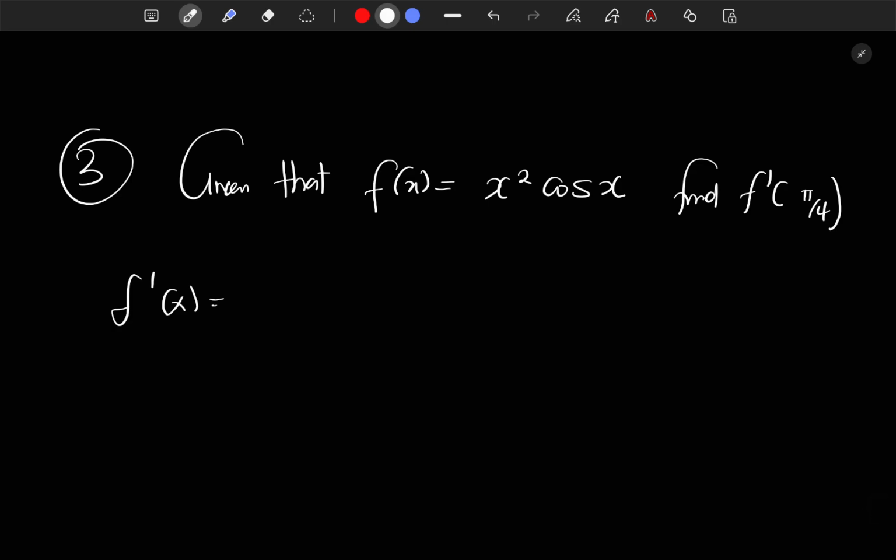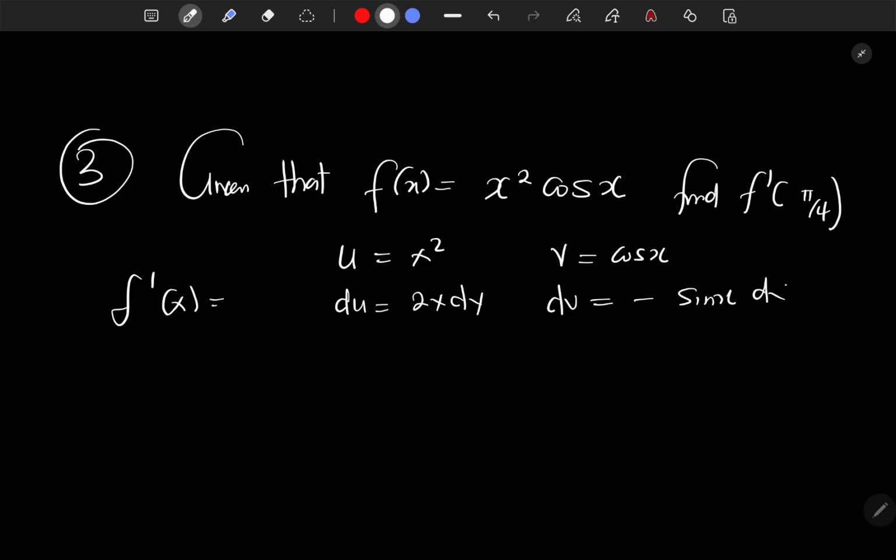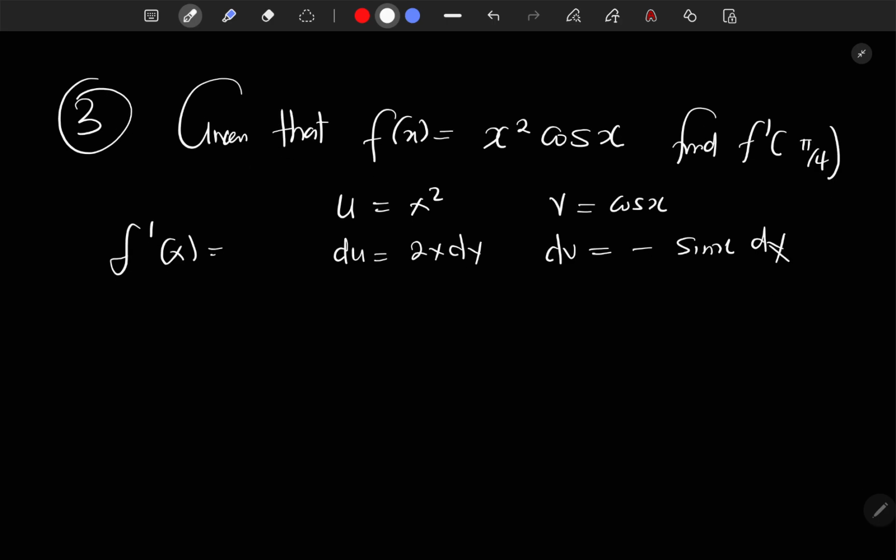The product rule tells us what? Differentiate, keep constant. Then keep constant, differentiate. You know what I mean. You've got u, our u will be x², our v will be cos x. Meaning you need to find the du. du is just 2x dx, and dv, what's the derivative of cos? It's negative sine x dx. That's all.